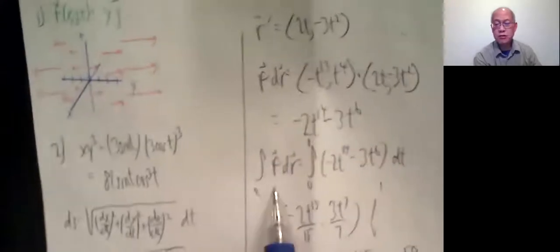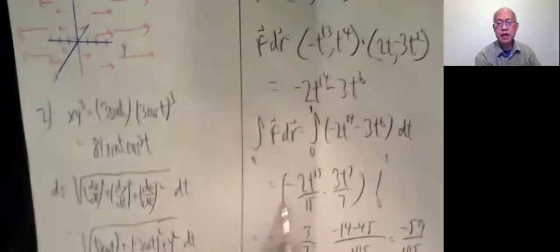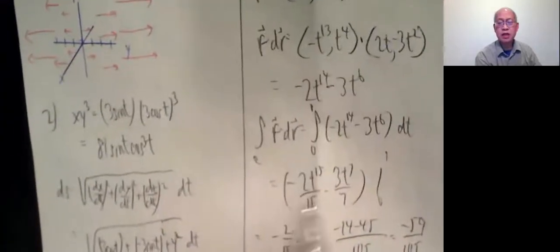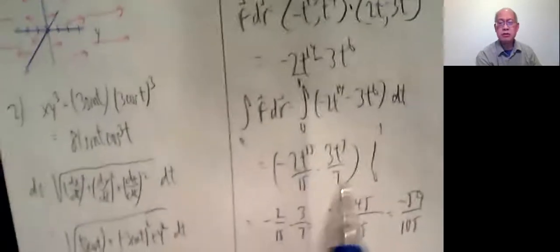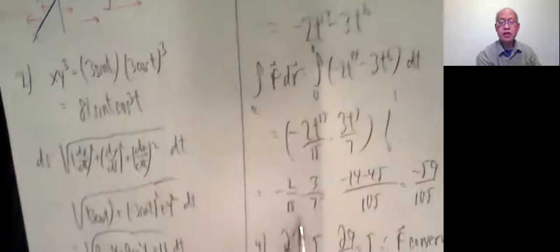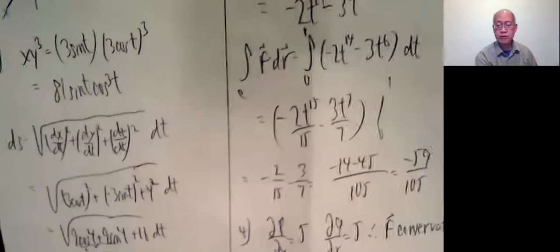So the integral along the curve of f dot dr is the integral from 0 to 1 of negative 2t to the 14th minus 3t to the 6th. Negative 2t to the 15th over 15 minus 3t to the 7th over 7, from 0 to 1. Plug in 0, you get 0. Plug in 1, negative 2 fifteenths minus 3 sevenths, a little bit of arithmetic, negative 39 over 105.